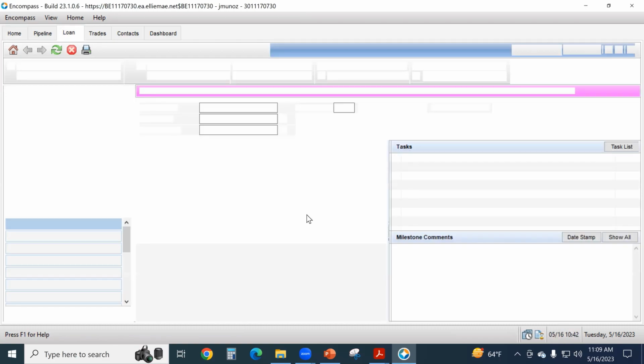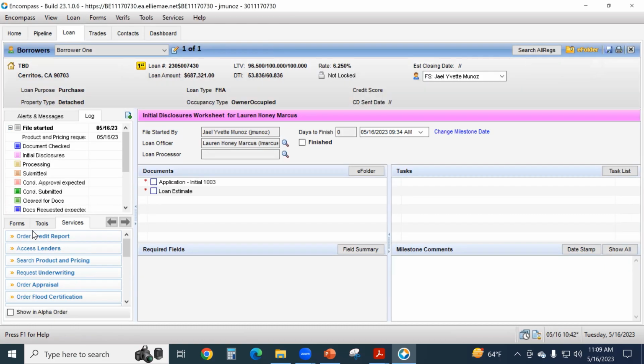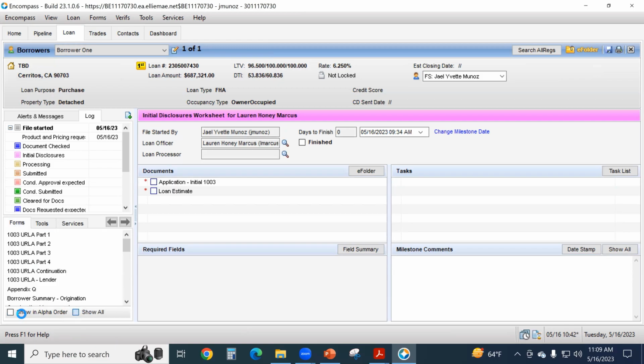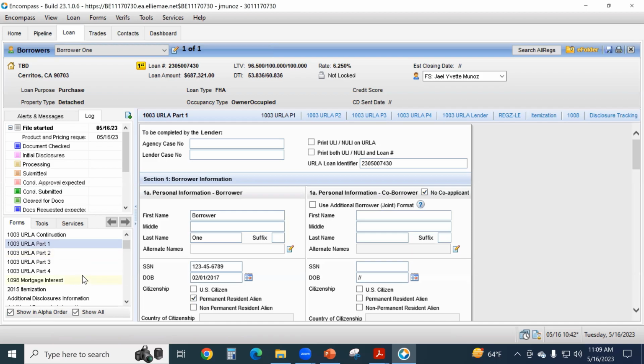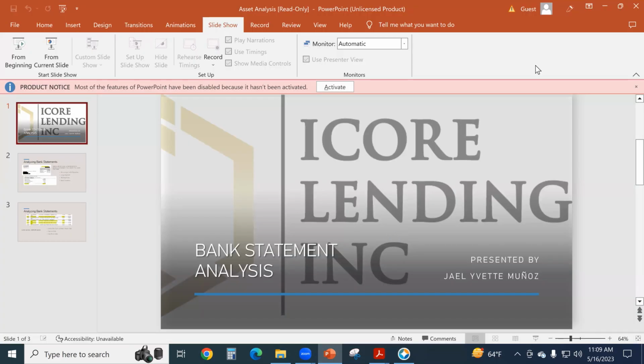We are going to use a dummy file. He wanted to do an underwriting review, an underwriting visualization of the way he looks at a 1003, as well as our bank statement analysis. So I'm going to go ahead and give it to Darryl, and let's get this going. Take it away.